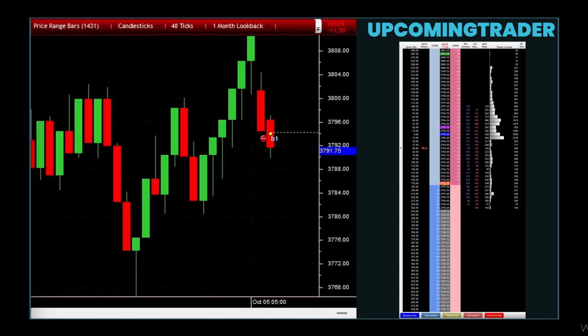Finally, the piercing line and dark cloud cover patterns signal a change in market dynamics. The piercing line, indicative of a switch from bearish to bullish sentiment, forms when a long red candlestick is followed by a green one that opens lower but closes above the midpoint of the previous day's body.